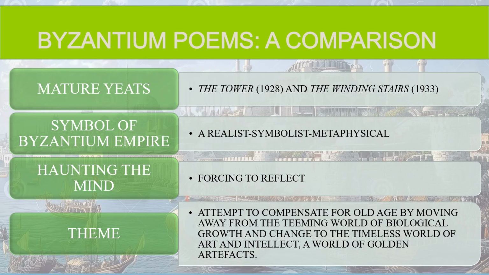A realist, symbolist, metaphysical poet with a positive, uncanny power over words. The two Byzantium poems distill their meaning into a quintessence, haunting the mind and probing the emotions as no English poet had done since the 17th century. The theme of both poems is the attempt to compensate for old age by moving away from the teeming world of biological growth and change to the timeless world of art and intellect, a world of golden artifacts.